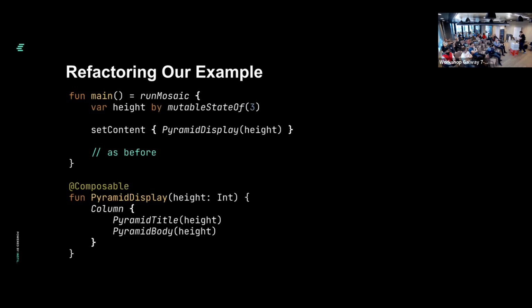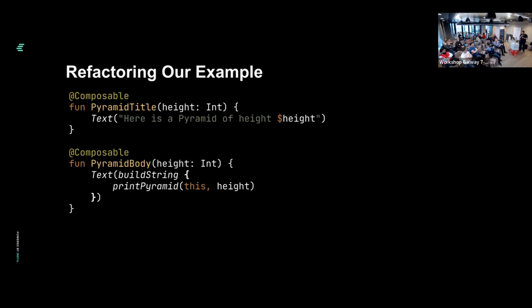So what we would do instead is create composable functions. A composable function is just any function annotated with Composable. There you go. And inside there, you can do GUI stuff. You can declare your widgets and nest your widgets and whatever you want. And composable functions invoke other composable functions in order to build up the complete user interface.